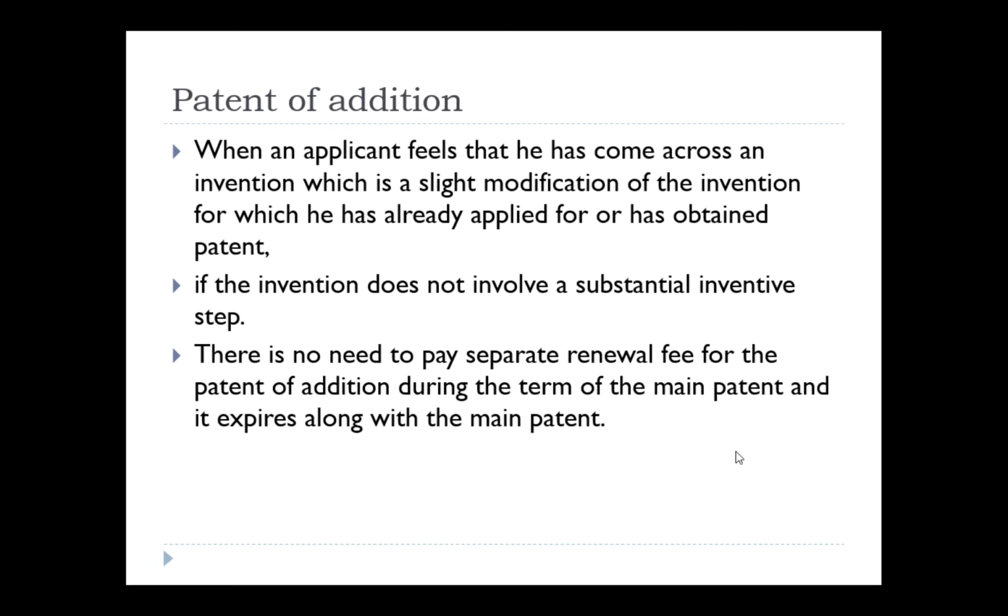If the invention does not involve a substantial inventive step, right? For example, I'll discuss novelty and inventive step in more detail later, but here just understand that it is not a complete variation in the inventive step, but only a substantial one, right? Only at a minor level are we doing the modification. And you need to understand one more thing: there is no need to pay a separate renewal fee for the patent of addition during the term of the main patent.